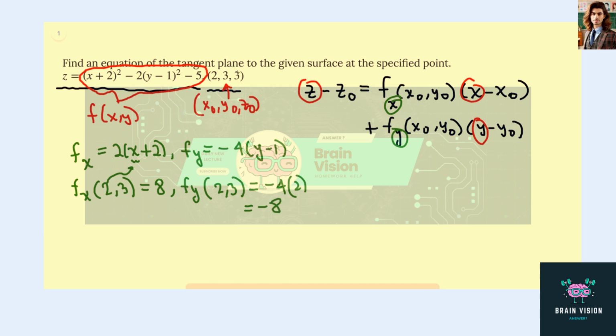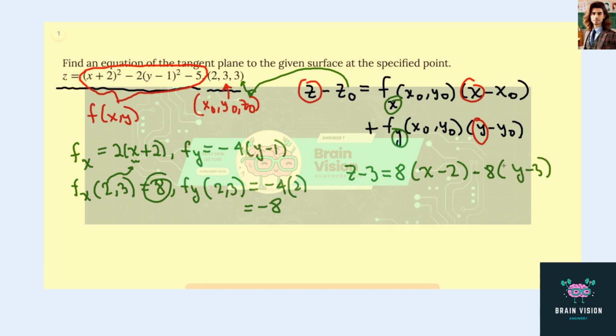And also, let's not forget that the z naught is given to be 3, so we'll plug that in. So that's z minus 3, equals the partial derivative with respect to x, which we just found to be 8, times x minus x naught, and then plus -8, so let's just write -8, times y minus y naught. So that's y minus 3.